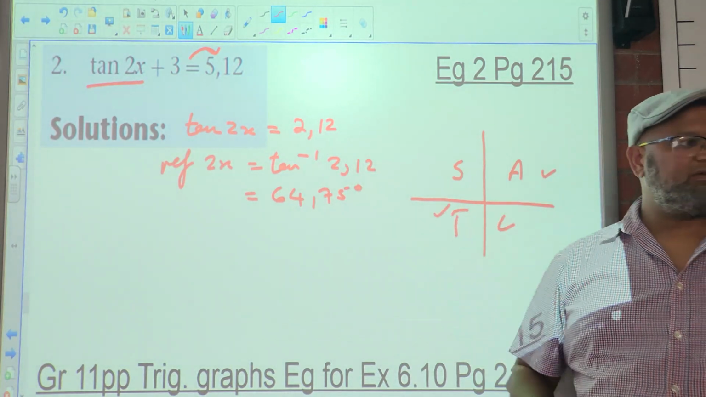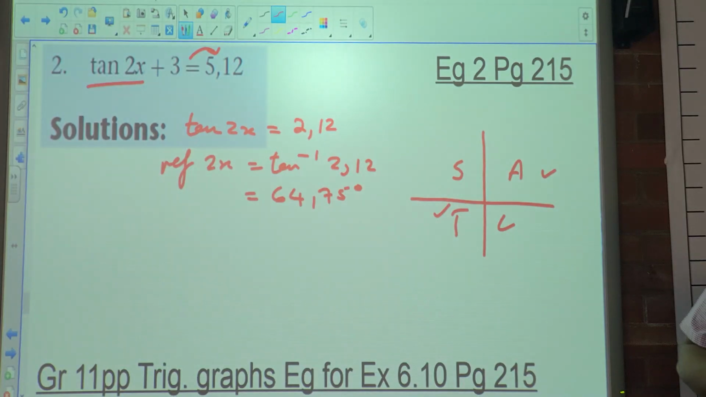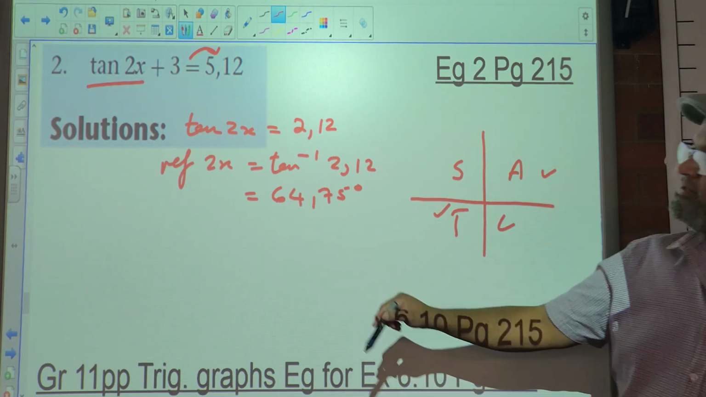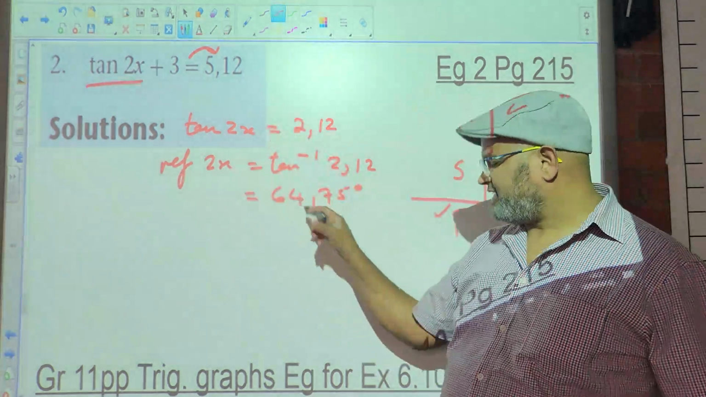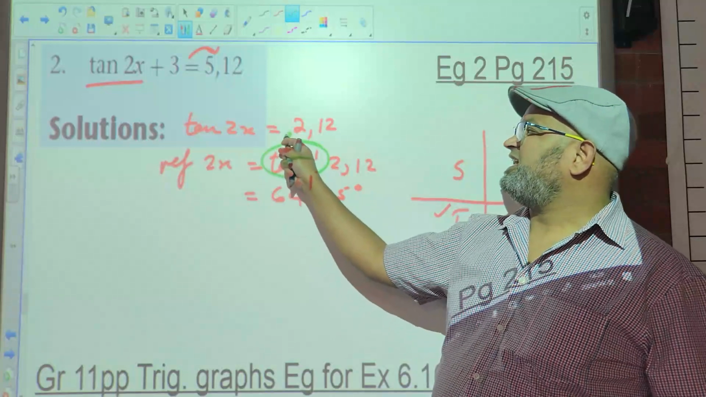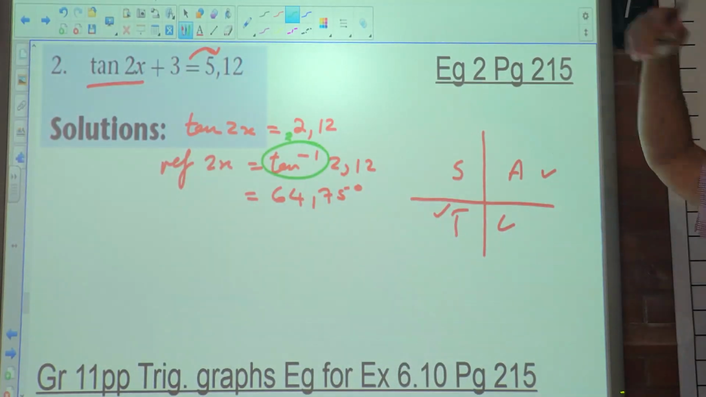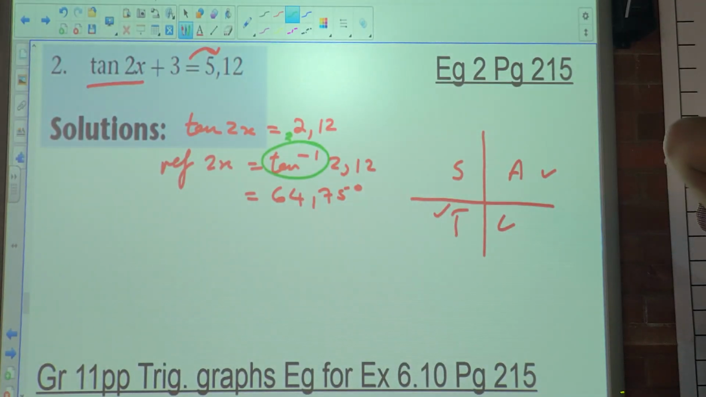Yes, Michael? So when you are looking at which quadrant, do you look at the solution they give you to solve? No. We look here, just before we have taken arctan. Just before this, we look at that sign there, and you can see it's positive. We don't look at the original sum given.